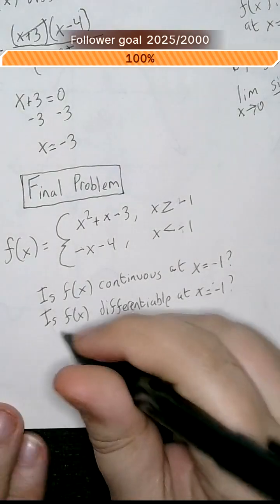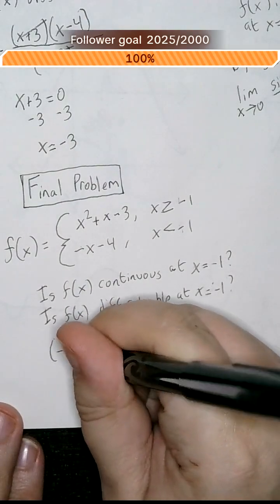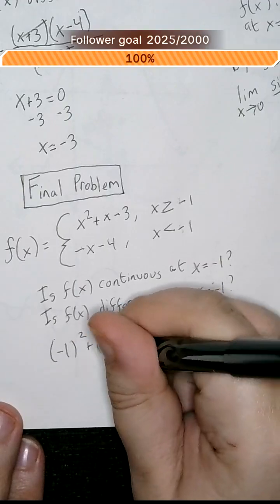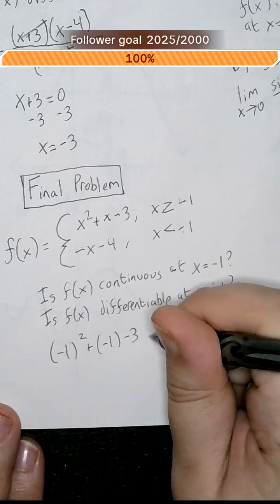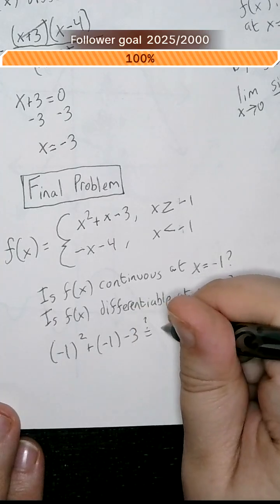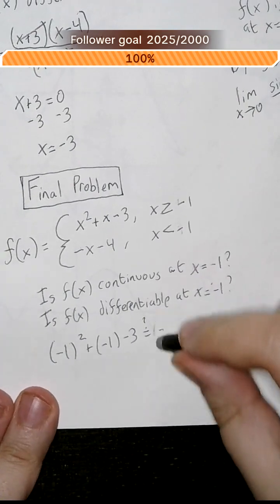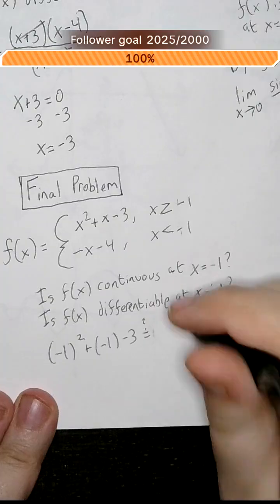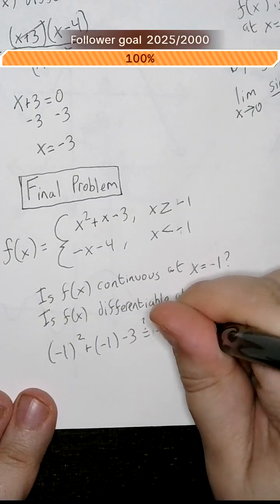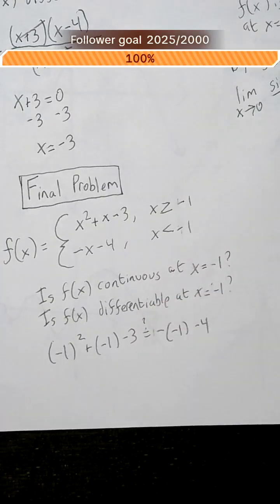So I have (-1) squared plus -1 minus 3. And I want to know if that equals -(-1) minus 4.